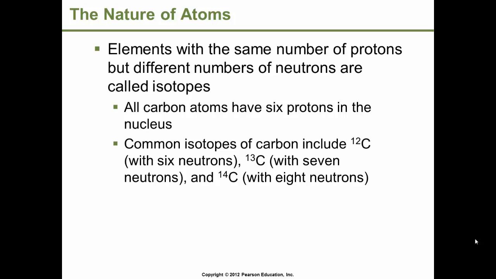Elements with the same number of protons but different numbers of neutrons are called isotopes. All carbon atoms have 6 protons in the nucleus. Common isotopes of carbon include C12 with 6 neutrons, C13 with 7 neutrons, and C14 with 8 neutrons. There are more than 300 isotopes that occur naturally.